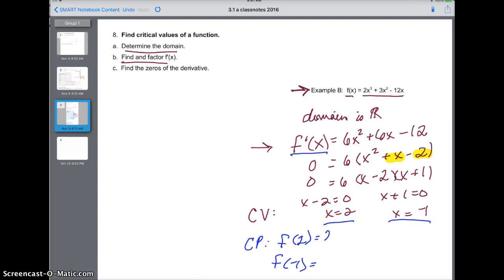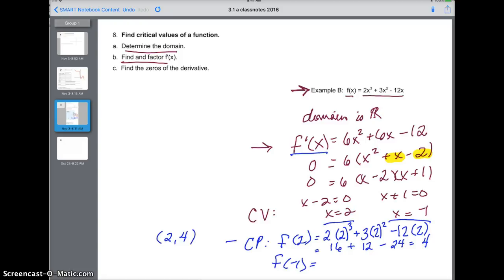So let's do that now. So that gives us 2 times 2 cubed plus 3 times 2 squared minus 12 times 2. 2 to the third is 8, and 8 times 2 is 16, plus 2 to the second is 4, and 4 times 3 is 12, minus 12 times 2 is 24. So 16 plus 12 is 28, and 28 minus 24 is 4. So we have a critical point at 2, 4.